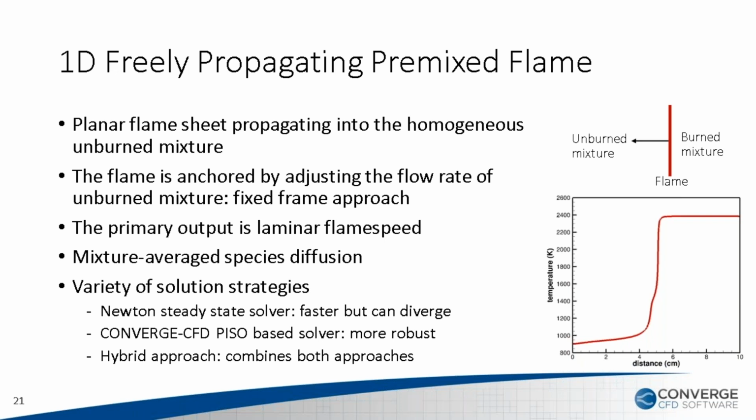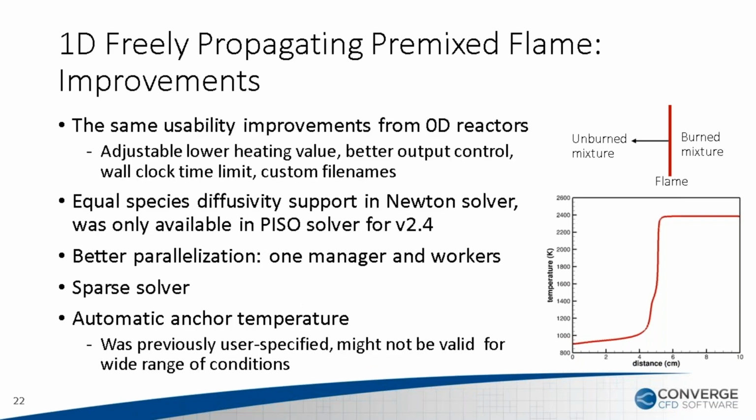What we do is first use our 3D PISO solver to get an initial guess, and then we feed the initial guess into our steady state solver. Okay, so we have some improvements done to the 1D freely propagating premixed flame solver. We have the same usability as the 0D reactor. Now we have adjustable lower heating value, better output control, wall clock time limit, and custom file names for maximum as well as term.